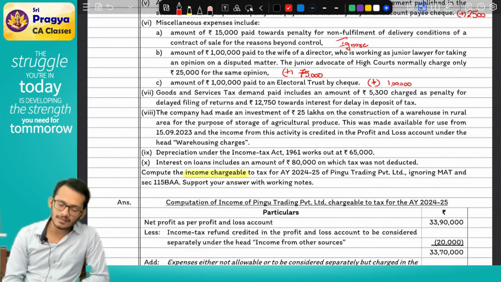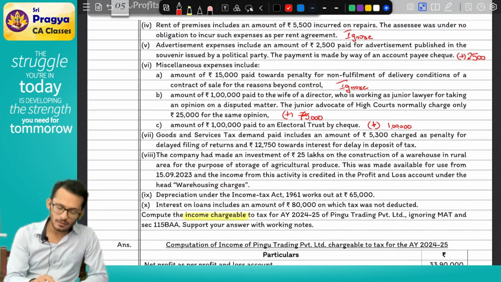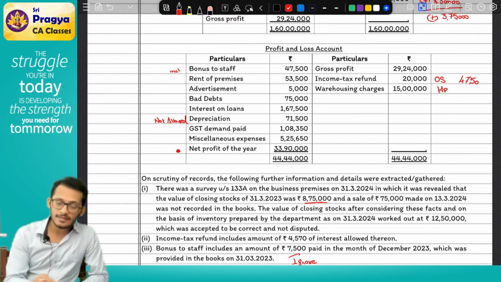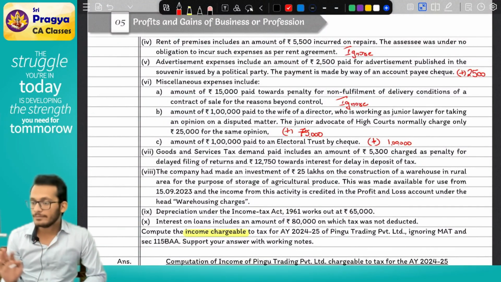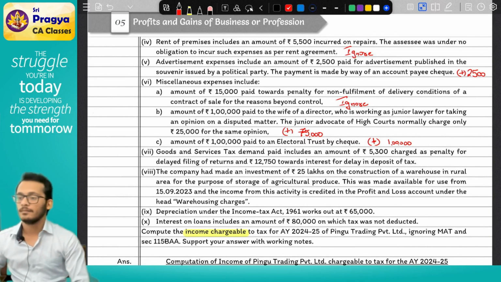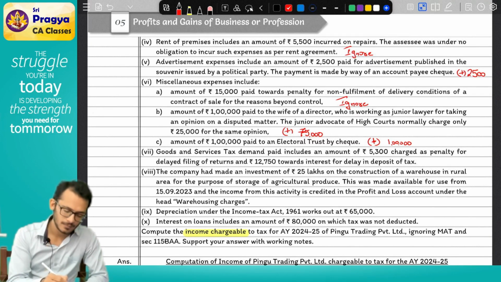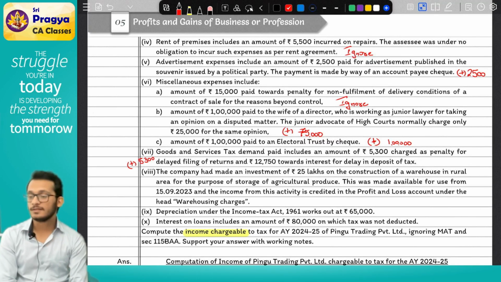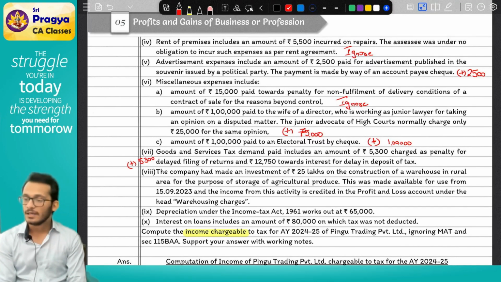Goods and services tax demand paid includes 5,300 charged as penalty for delayed filing and 12,750 towards interest for delay. Understand now how much is the amount? I am saying that the GST is 1,08,000. In that GST of 1,08,000, 5,300 is a penalty, 12,750 is interest, and the balance is tax. Question to you: 5,300 allowed, not allowed? Not allowed, because it is a penalty for an offence of law. 12,750 allowed, not allowed? Allowed. Why? Because it is compensatory, there is no penalty. So the only disallowance amount is 5,300.